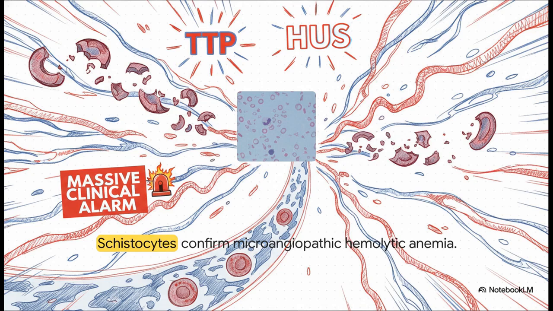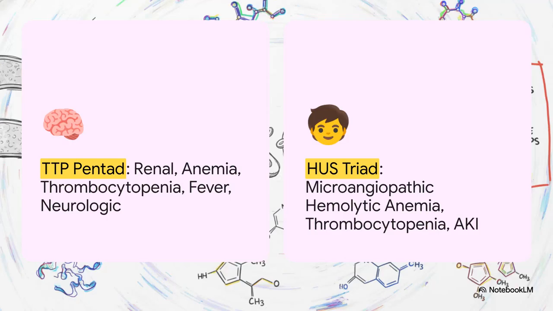I want you to burn this visual right into your retina. See those fragmented, helmet-shaped schistocytes? That is the pathognomonic finding of microangiopathic hemolytic anemia. When you spot these on a peripheral smear, it's a massive, blaring clinical alarm. It means erythrocytes are literally being shredded to pieces by intravascular microthrombi, confirming you're dealing with a highly destructive process like TTP or HUS.